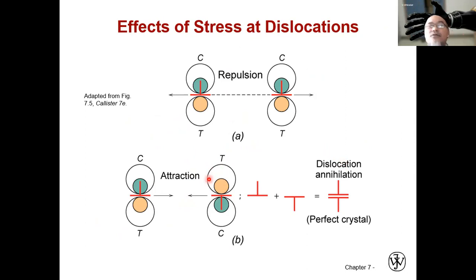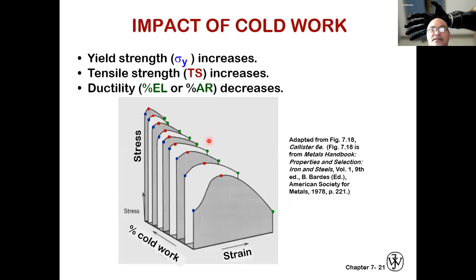This is actually what occurs also during cold work. When you cold work, you force dislocations which have different orientation, different Burgers vector, like the bottom part here, to move towards each other, and then they can annihilate and form a perfect crystal. So the impact of cold work is on yield strength. The larger the percentage of cold work, the more the yield strength will increase. This illustrates the change of the curve.